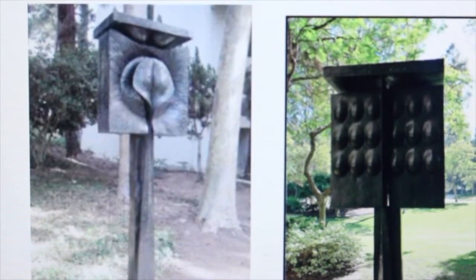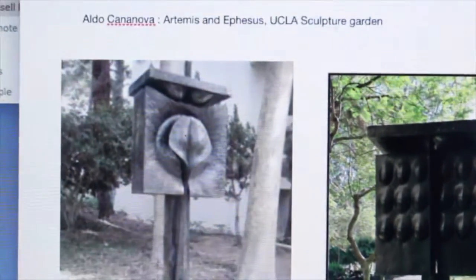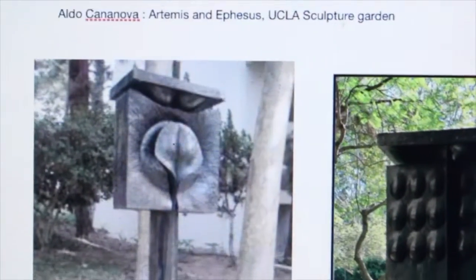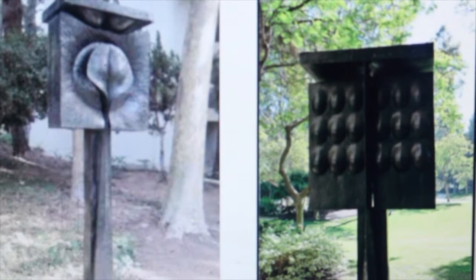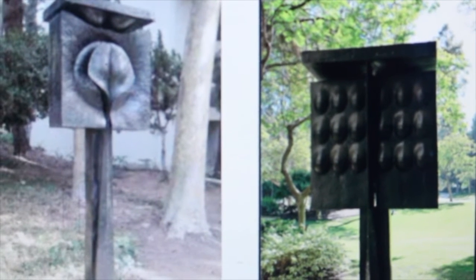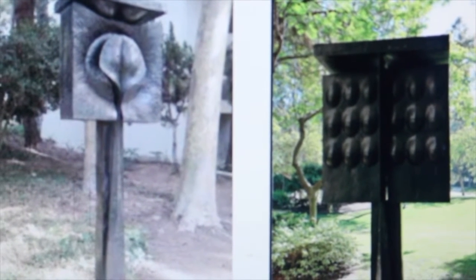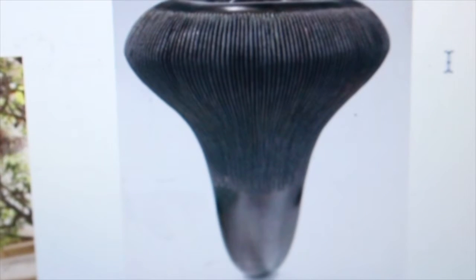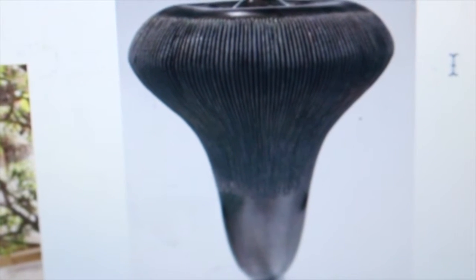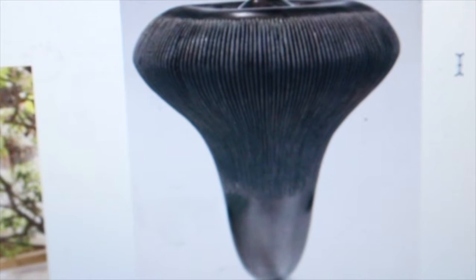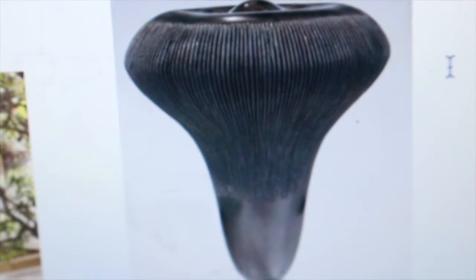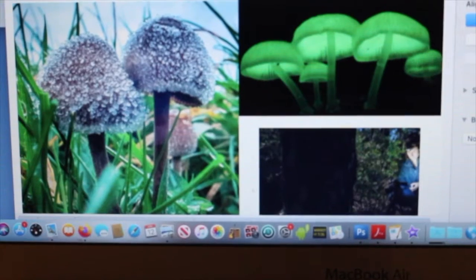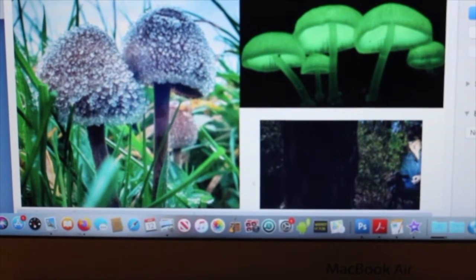this is an example of an organic sculpture, and it is made by this gentleman named Aldo Casanova. And you can see this up at UCLA. You can do a little field trip up to the UCLA Sculpture Garden and see this amazing artwork. There's a lot of artwork up there. If you look at this picture, this is a photograph of one of Aldo Casanova's works, and it's based on the mushroom. Now, there's lots of source materials for you to look at.